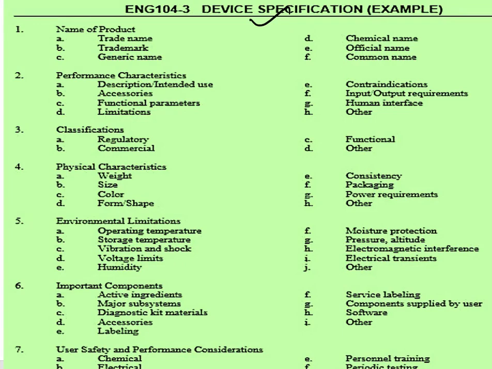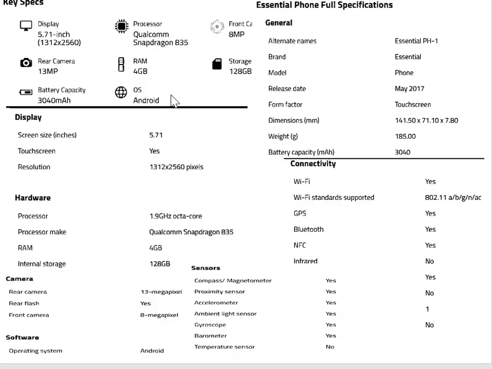The information they have given is the name of the product, performance, classification, physical characteristics, and environmental limitations. So this is a written document, right? This document is called your specification. For example, these are my key specs. If you want to buy a mobile phone, this is the specification they mention. This is what the client gives to the supplier: this is my specification, and you have to design the IC as per all this data.